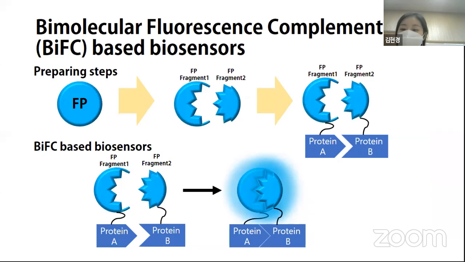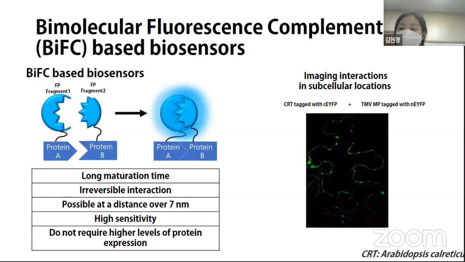These BiFC-based biosensors need an extra long maturation time. And once the fluorophore has been reconstructed, it is generally irreversible. However, it does not have a tight operation distance like FRET, so it can detect distances over 7 nanometers. In addition, compared to FRET, it offers high sensitivity because of its little background fluorescence.